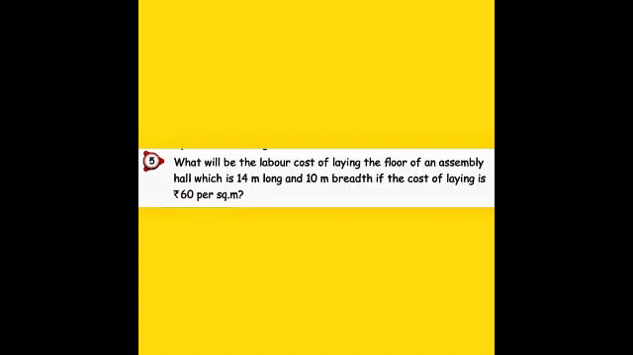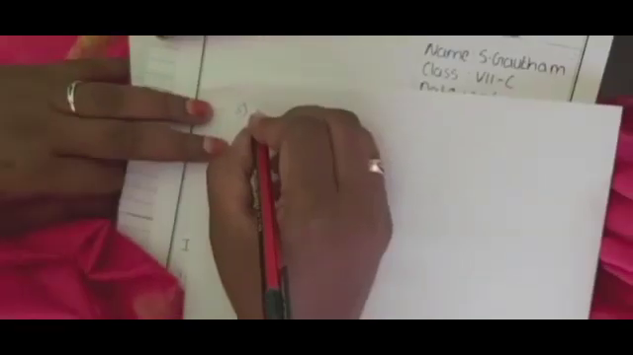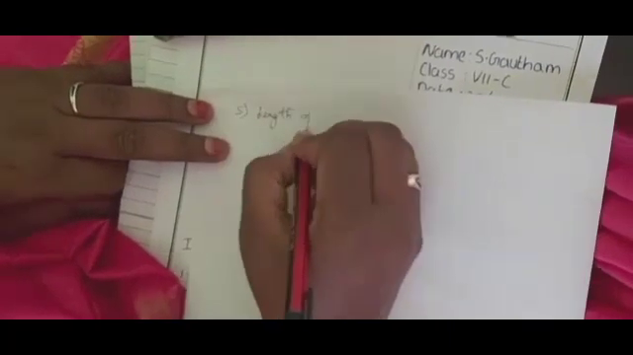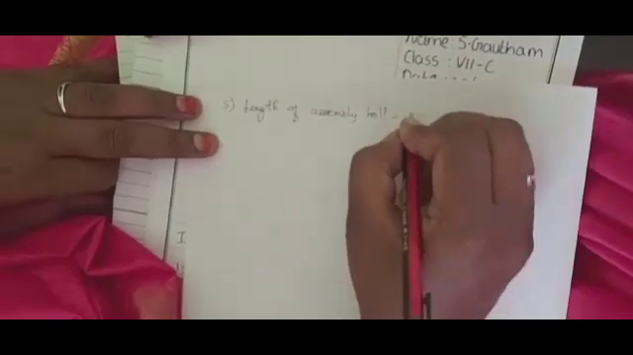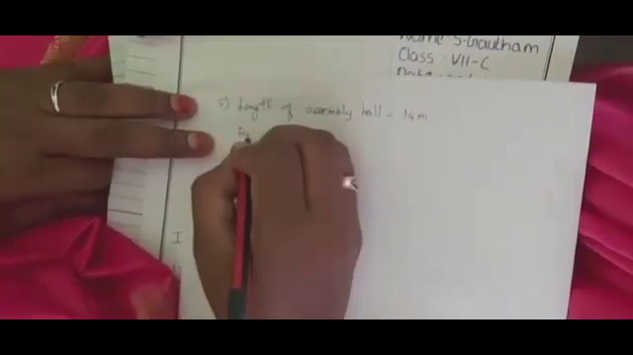What will be the labor cost of laying the floor of an assembly hall which is 14 meter long and 10 meter breadth, if the cost of laying is rupees 60 per square meter? Here length and breadth is given. So this is a rectangle. It's a rectangle assembly hall. So we are going to find the whole labor cost for the laying.